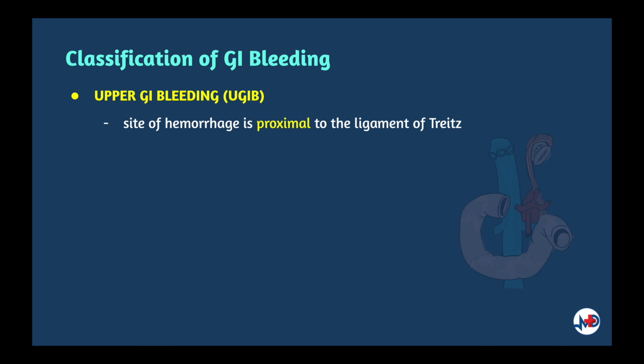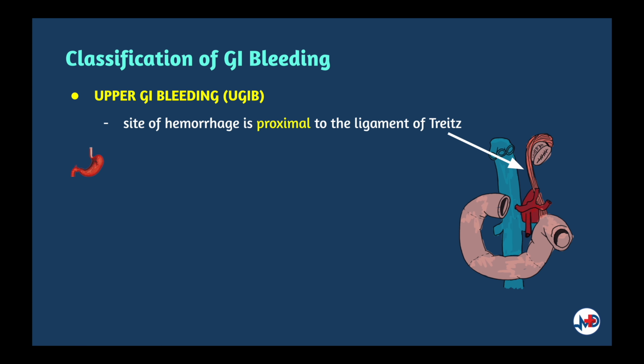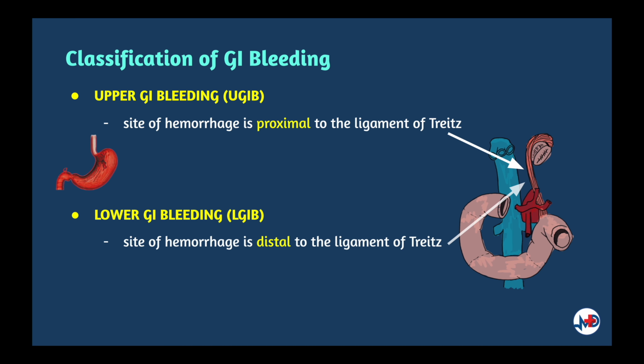GI bleed can be largely classified into upper and lower GI bleed. Upper GI bleed site of hemorrhage is proximal to the ligament of Treitz, whereas lower GI bleed site of hemorrhage is distal to the ligament of Treitz.